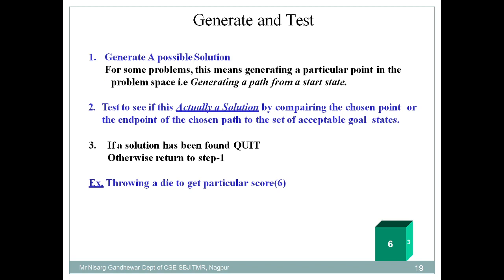But maybe the case is that initially you throw the die and you get 2. That means you have thrown a die, so you have generated a solution, and testing means you are checking whether on the top of the die you are getting 6 or not. So this is an example which tries to correlate the concept of generate and test. In case of generate, you are generating a new solution, and in case of testing, you are checking whether you reached the goal state or not. So this is what a generate and test algorithm is.